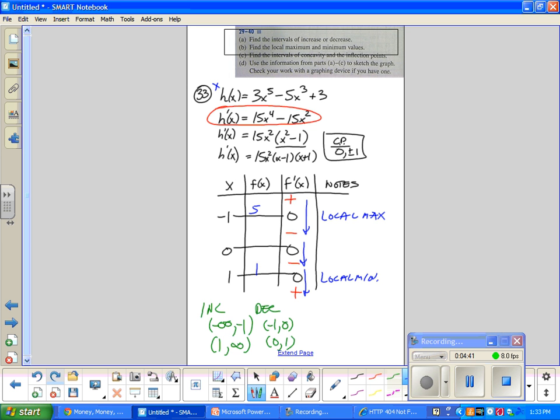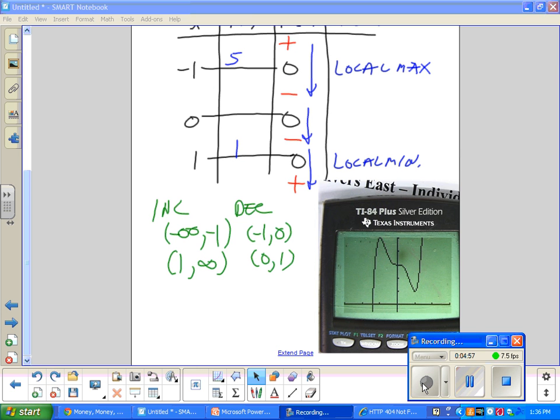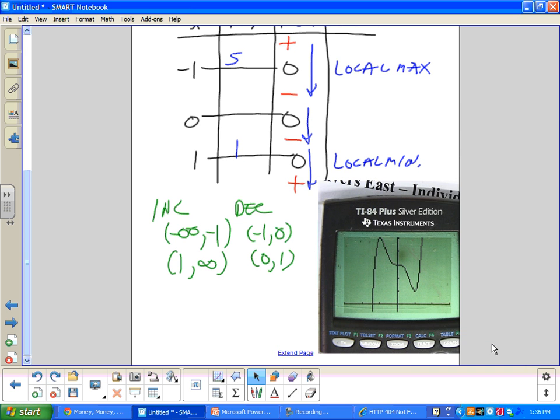So we have found the three critical points, negative 1, 0, and 1. We found a local max at negative 1 with a value of 5. We found a local min with a value of 1 at 1. And we can check this on our calculator. I paused the video and did a little graph in here, and the picture came up right here, and you can see at negative 1 there is a maximum here, and it is 5. And over here at positive 1, there is a minimum, and it is 1.